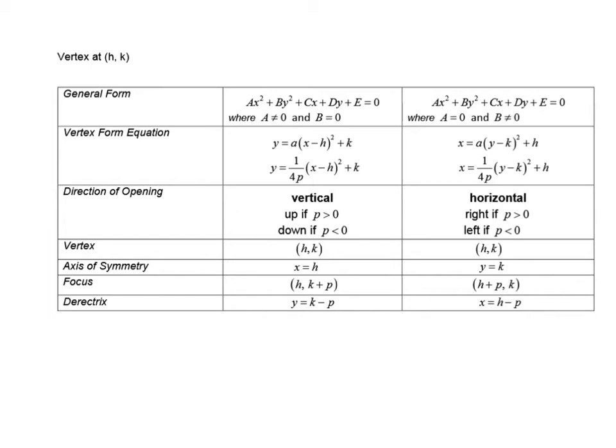So direction of opening, it's going to open up if p is greater than 0, and it's going to open down if p is less than 0.